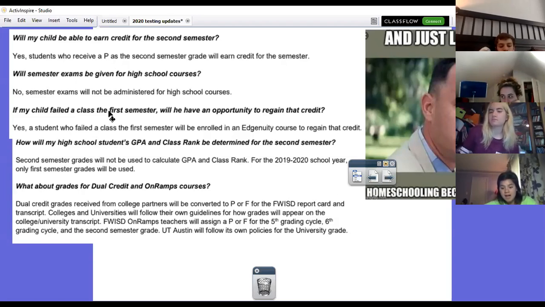Second semester grades will not be used to calculate GPA and class rank. And if you are in dual credit or on-ramps, ask your dual credit and or on-ramps teacher, and they will tell you more about this.